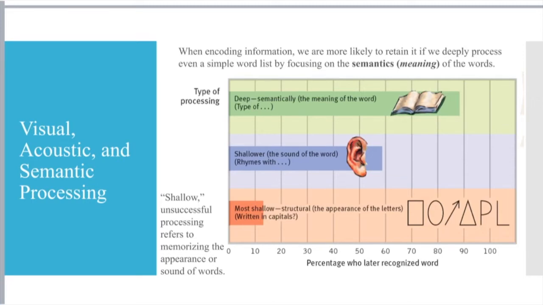But the best type of processing is going to be semantic processing. And this is when we are associating meaning to what we are learning, right? When encoding information, we are more likely to retain it if we deeply process, even as a simple word list, by focusing on the semantics behind the word. So it's easier for us to remember a sentence because when the words come together, they create meaning than it is for us to try and remember those words individually. Okay?